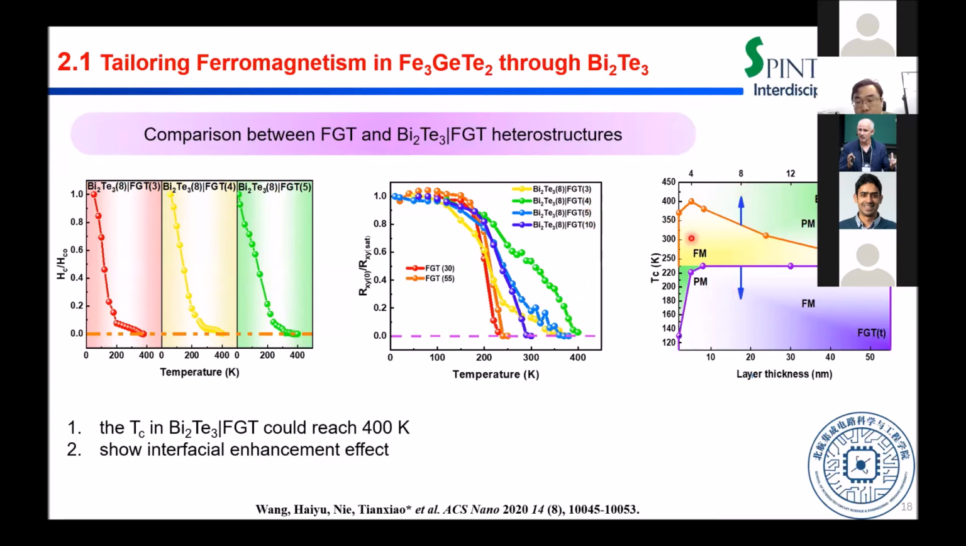And we summarize the TC against the layer thickness. We can see for the pure iron germanium telluride, when the sample is thinner, the TC becomes lower. However, for the heterostructure, when the sample becomes thinner, the TC increases. From this, we can know this TC enhancement is from an interfacial mechanism. So this can also prove our theoretical calculation. This is the interfacial enhancement effect. It's already published in Nano Letters.